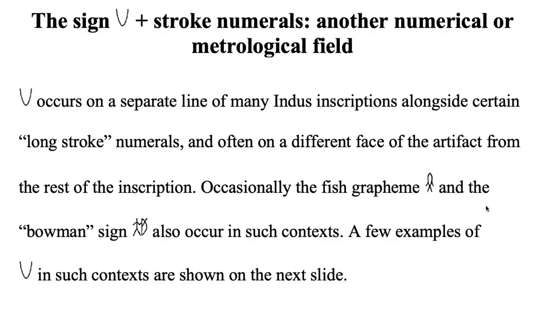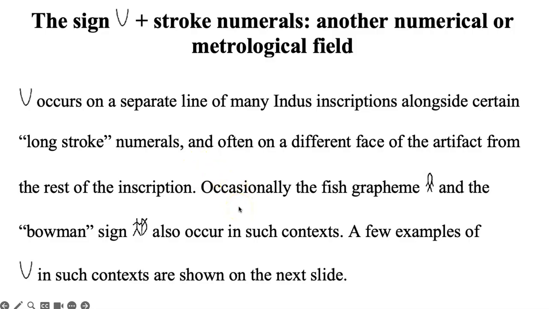All right. And here's another thing that you see on the signs. This sign that looks like a container or a U plus certain stroke numerals appears to be another numerical or metrological field, albeit one of somewhat different purport, because it usually occurs on a separate line and oftentimes on a separate side of the seal. So it sometimes will occur like on the bottom edge or even on the back side of the seal, but it won't occur on the same side with the regular inscription. So it seems to be information about something different. And you'll have it, the U with certain long stroke numerals. We will have something more to say about this later on.